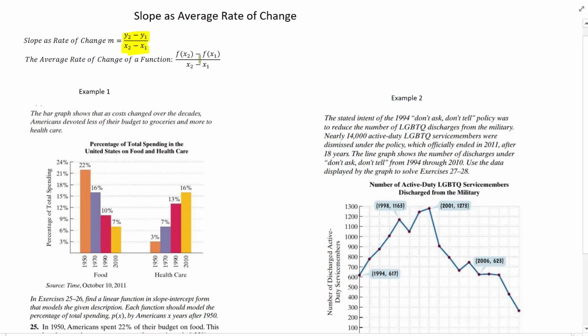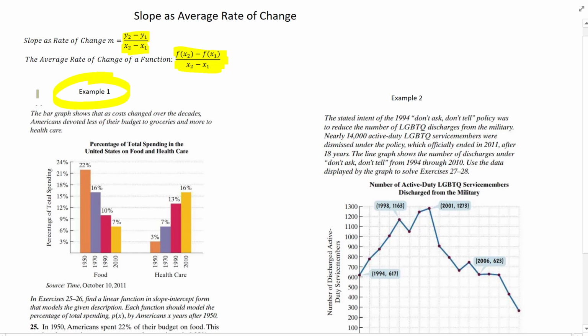Now, the average rate of change of a function would be represented by f of x sub 2 minus f of x sub 1 over x sub 2 minus x sub 1, and it will represent the average rate of change of the quantity on top, which is the dependent variable, per unit of the independent variable from the bottom. So I have two examples that I want to solve with you.